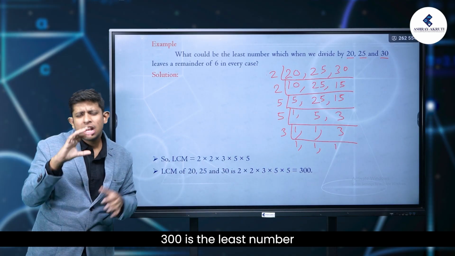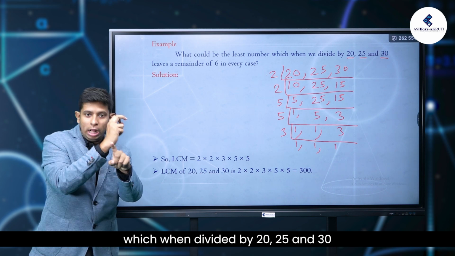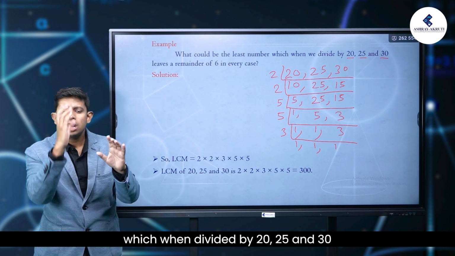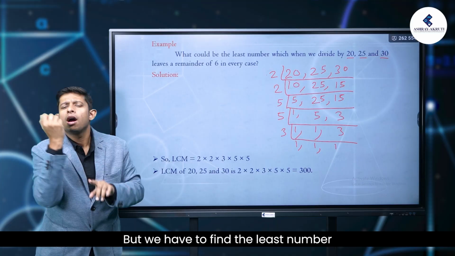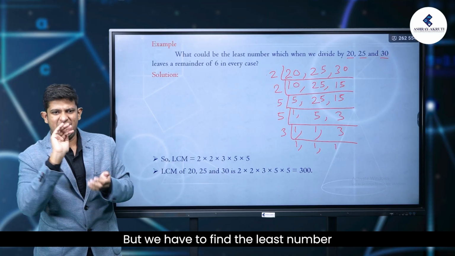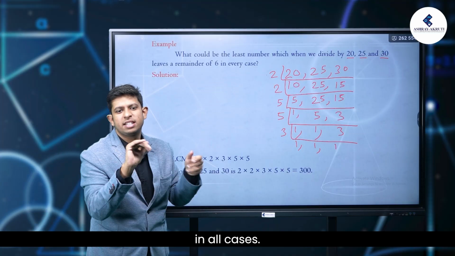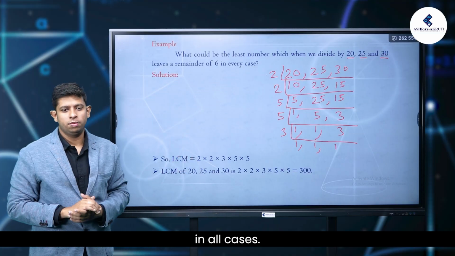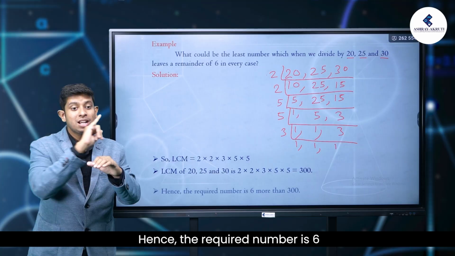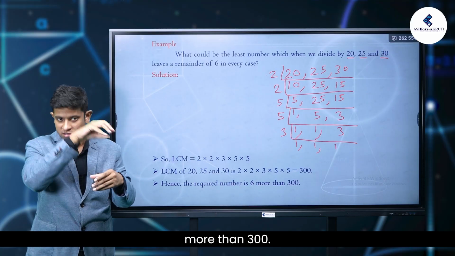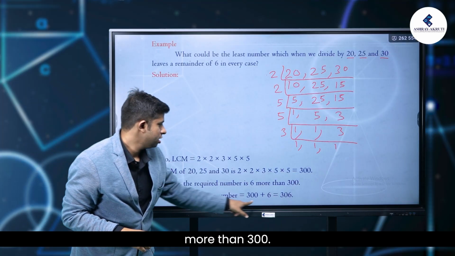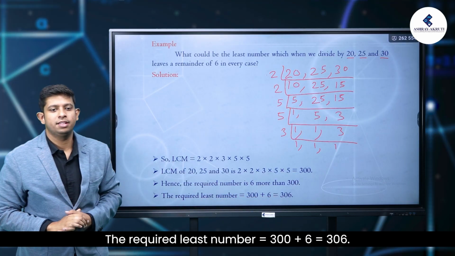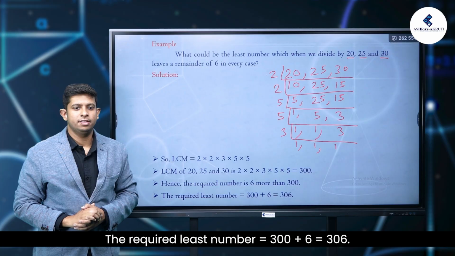Here 300 is the least number which, when divided by 20, 25 and 30, will leave remainder 0 in each case. But we have to find the least number which leaves remainder 6 in all cases. Hence, the required number is 6 more than 300. The required least number is equal to 300 plus 6 equal to 306.